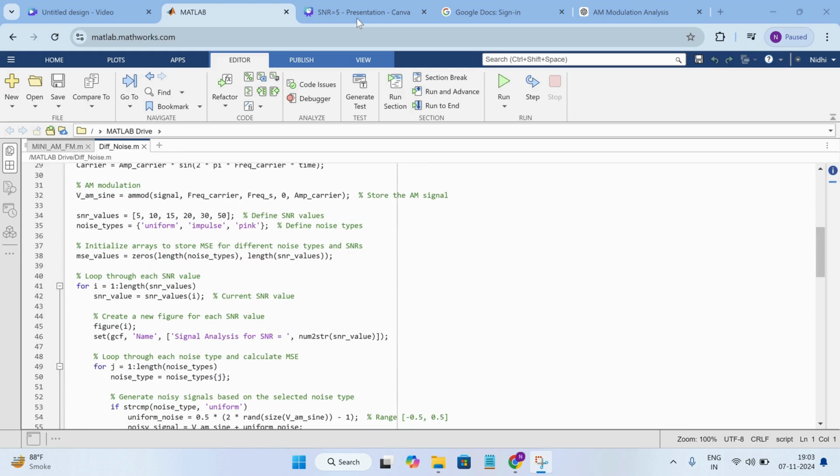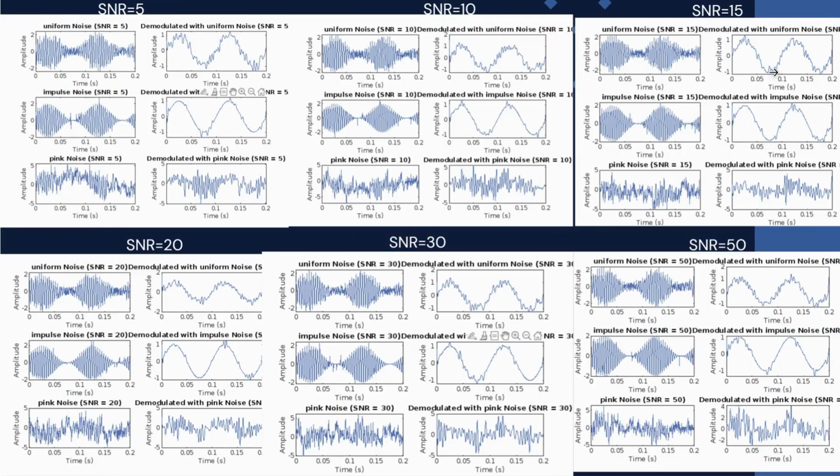We tested our AM signal with noise added at different SNR levels ranging from 5 to 50 dB. The lower SNR level 5 to 15 dB represent high noise environments leading to more signal distortion, while the higher SNR level 20 to 50 represented cleaner signals allowing better recovery of the original message. Now let's observe the uniform noise.